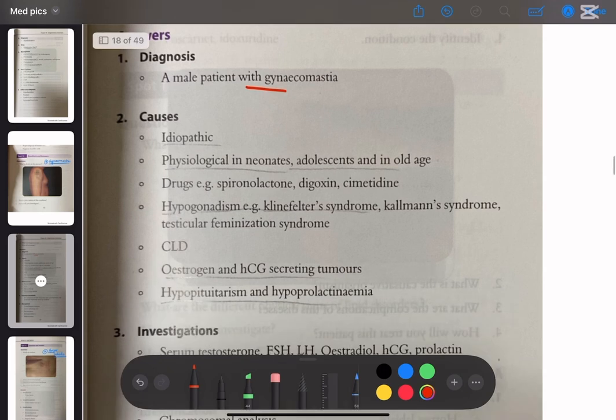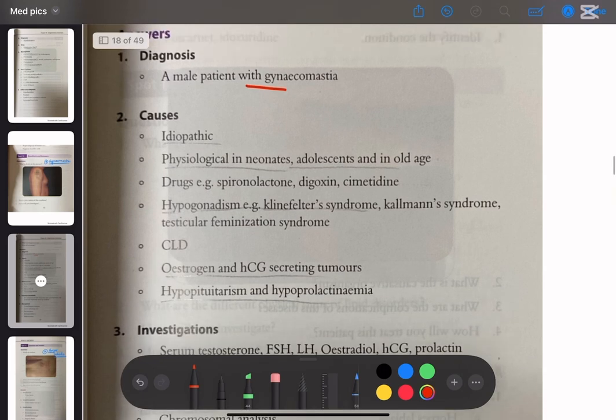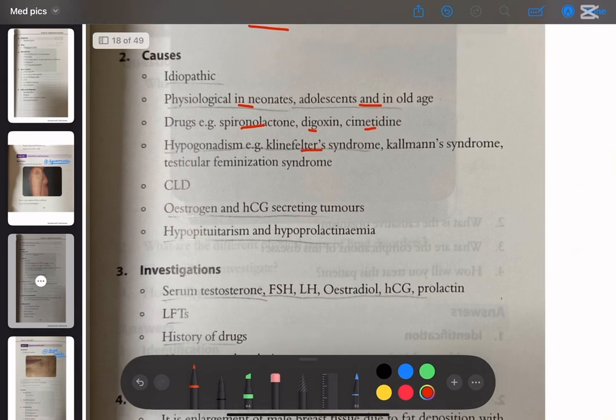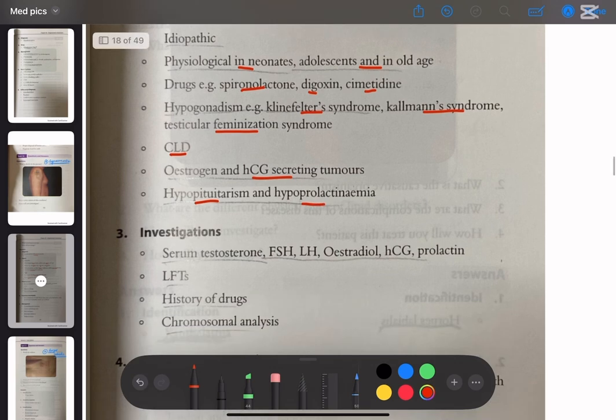This is the diagnosis, and the causes are idiopathic, physiological in neonates and adolescents and in old age. Drugs, for example, spironolactone, digoxin and cimetidine can cause gynecomastia. Hypogonadism, for example, Klinefelter syndrome, Kallmann's syndrome and testicular feminization syndrome, can cause gynecomastia. Then CLD, that is chronic liver disease, and estrogen and HCG secreting tumors can cause gynecomastia. Hypopituitarism and hyperprolactinemia can also cause gynecomastia.